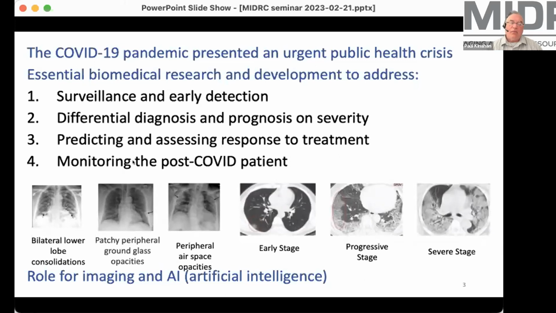And one of the things, of course, that received a lot of attention, as we all know, or as most people know, was imaging using either X-ray or CT. Now, whether or not it has a clinical role is a separate issue, but there was certainly a lot of effort that went into using artificial intelligence or AI methods to facilitate any clinical work.